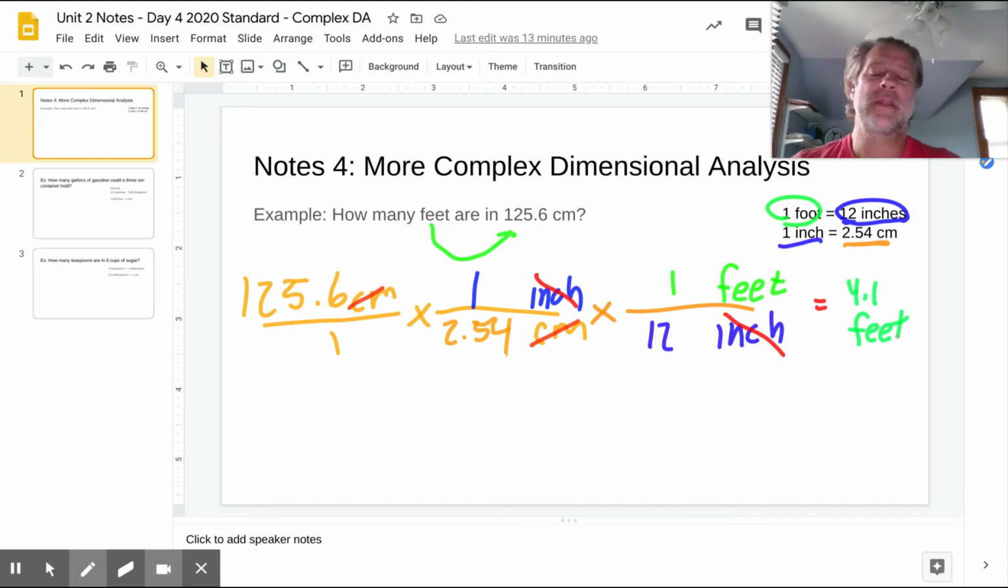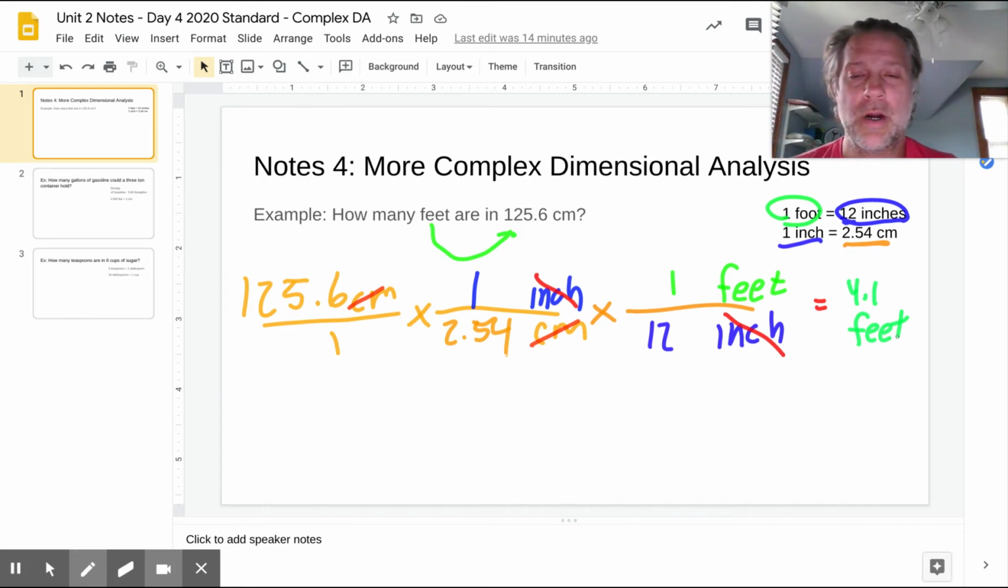Now, a couple of things I'd like to point out. First of all, you do have to show your work using dimensional analysis steps for problems like this, just like I showed you here. Secondly, we need to see your units all the way through. You can't just put 125.6 times 1 divided by 2.54 times 1 divided by 12 and get 4.1 and then magically write feet. That's not how it works at all. As a matter of fact, that's witchcraft, and none of us understand how that works. So in this case, you have to show that you're canceling out the units. That is really, really, really important.